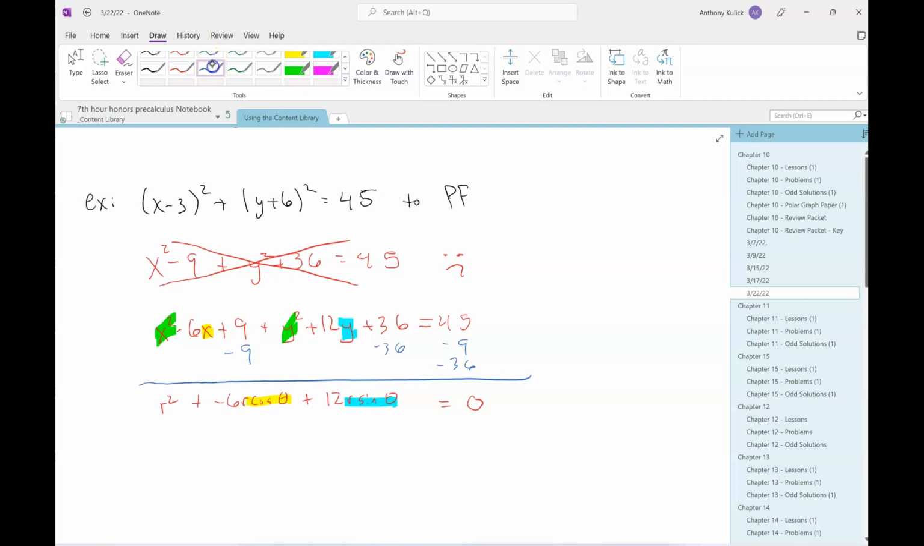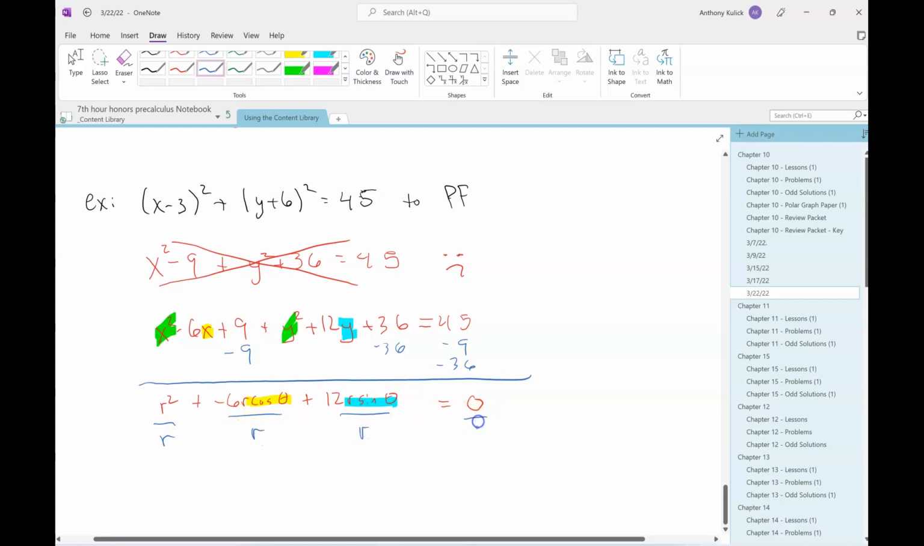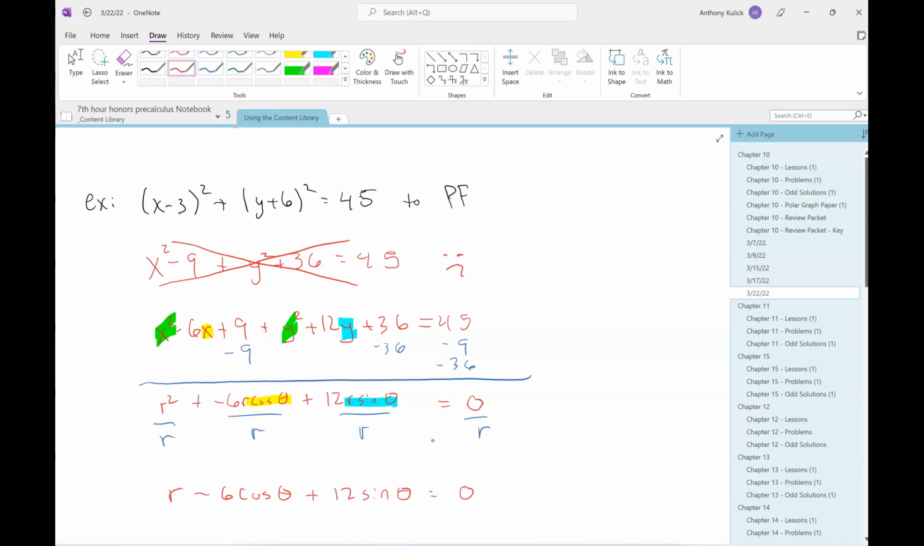Okay, so Elvis says to divide everything by r. Is that okay to do? r is a variable. Is it okay to divide by a variable? Absolutely. In this case, well, let me ask a different question first. I've told you it's not okay to divide by a variable before, right? Why is it not okay to divide by variables? It could be 0.